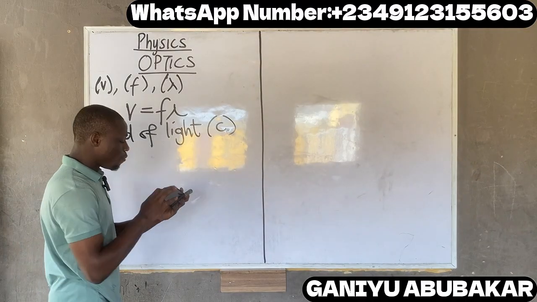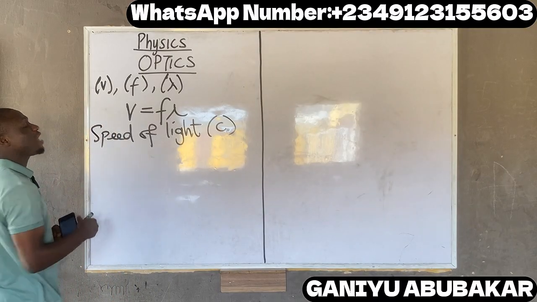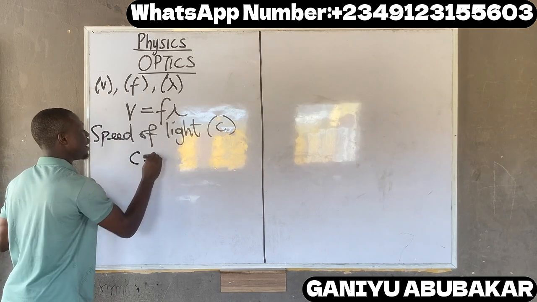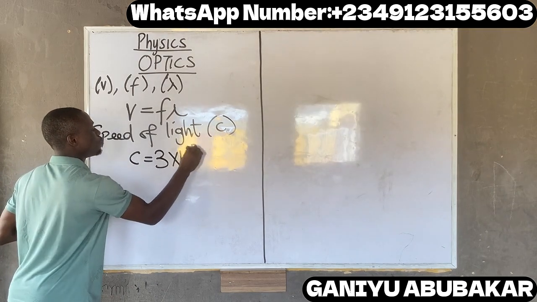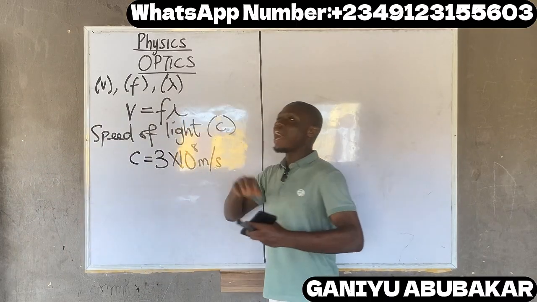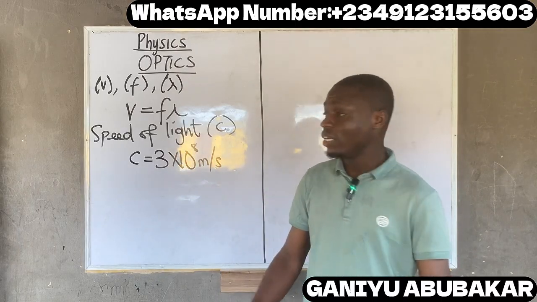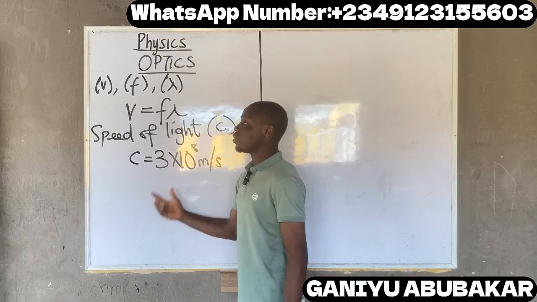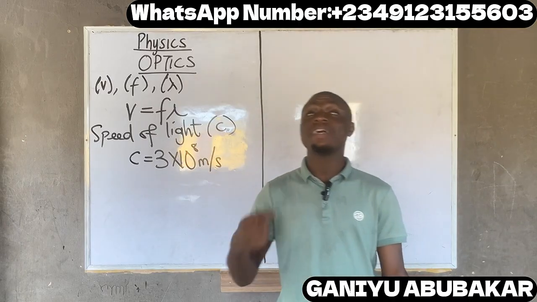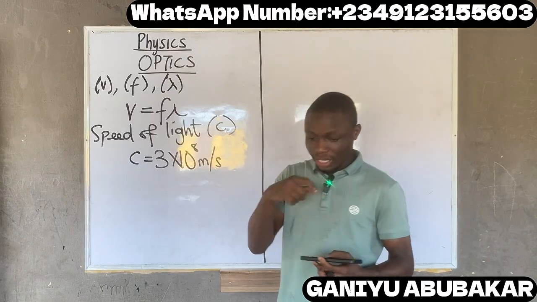So for proper writing, and by the way, please, the speed of light has a constant value, and the speed of light C is given by 3 times 10 to the power 8 meter per second. This is the highest speed discovered by man so far on the Earth's surface. So that C, speed of light, is equal to 3 times 10 to the power 8 meter per second.